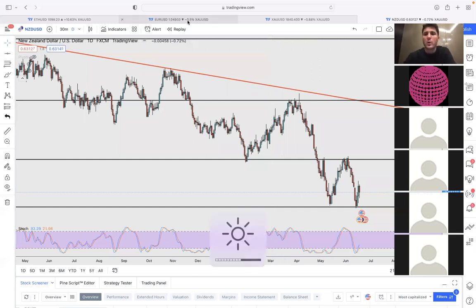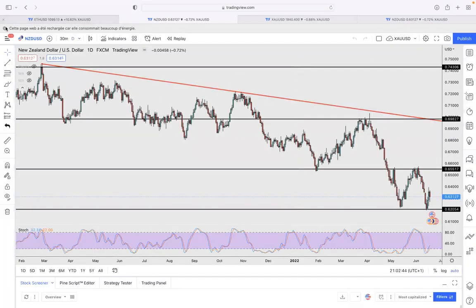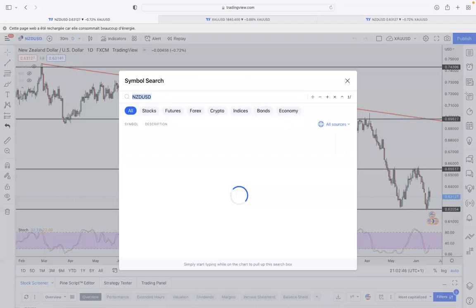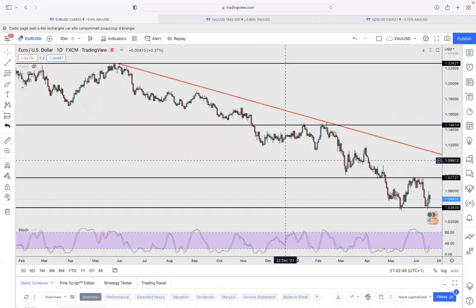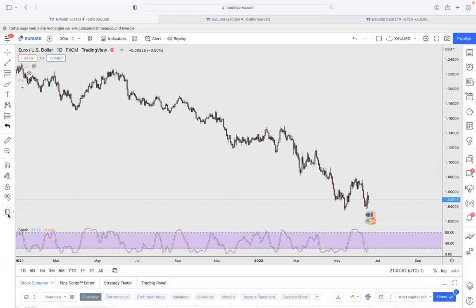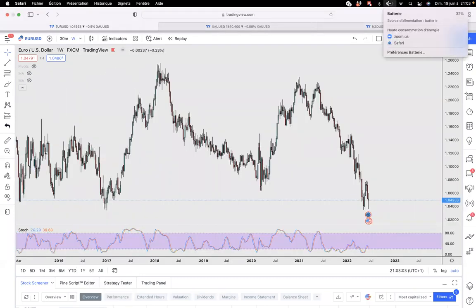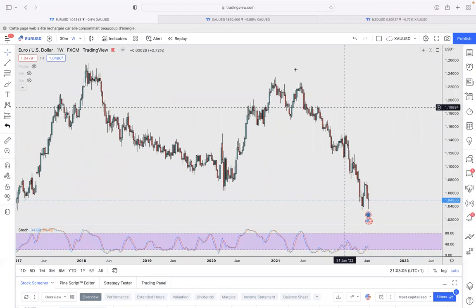I want to start with EURUSD, and what I'm gonna do is make an empty screen. I'm gonna delete everything about this pair. Currently we have a technical analysis, but I'm gonna delete everything. So what do I do when I open my chart? The first thing I do is go on the weekly time frame. The weekly time frame is super important for me. It's gonna show me a lot of information.